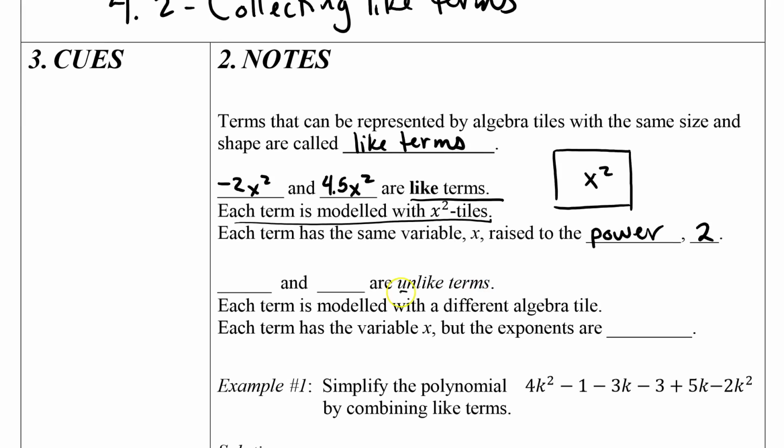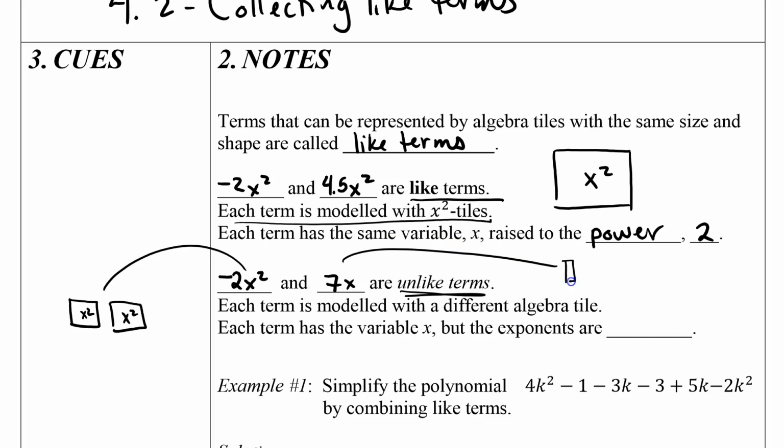Another example of unlike terms would be negative 2x squared and 7x. Each term would be modeled by a different algebra tile. So this one would be modeled by 2x squareds, and 7x would be modeled by 7 long skinny rectangles. 1, 2, 3, 4, 5, 6, 7. But the key here is that these are long skinny rectangles and these are squares.